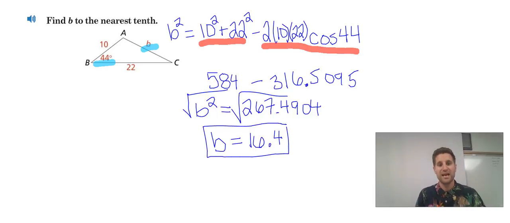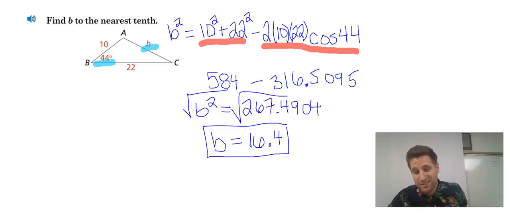Boom. Is that logical? As best as I can. 44 is a pretty small angle, but I doubt it's the smallest angle in this triangle, because 44 plus 44 plus 44 would be pretty close to 180. So I wouldn't be surprised if it's not the smallest, but it's definitely not the largest. So 16 is right in the middle. It seems pretty reasonable to me.